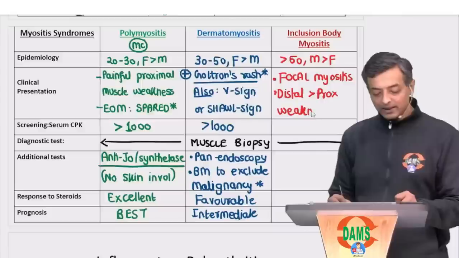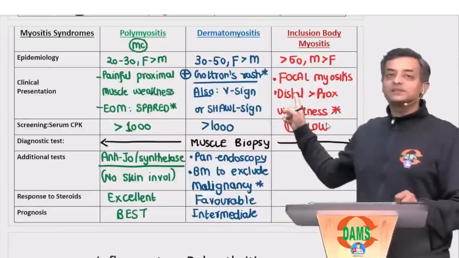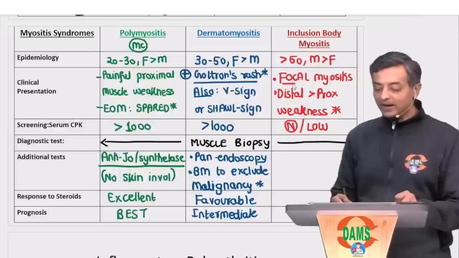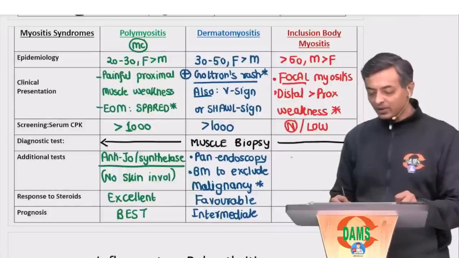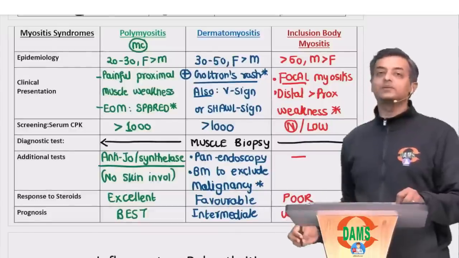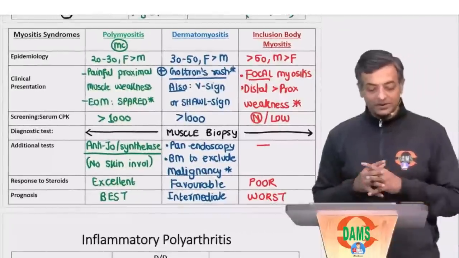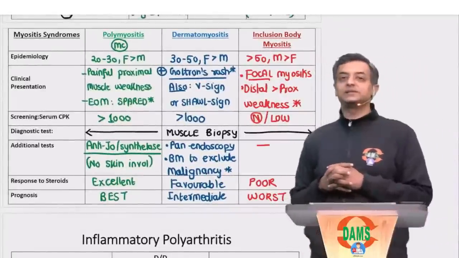The weakness is distal more than proximal. CPK level may be normal or even low because only focal muscle is affected. Inflammation is not very high, with no additional test, and response to steroid is poor. Prognosis is worst among the myositis syndromes.